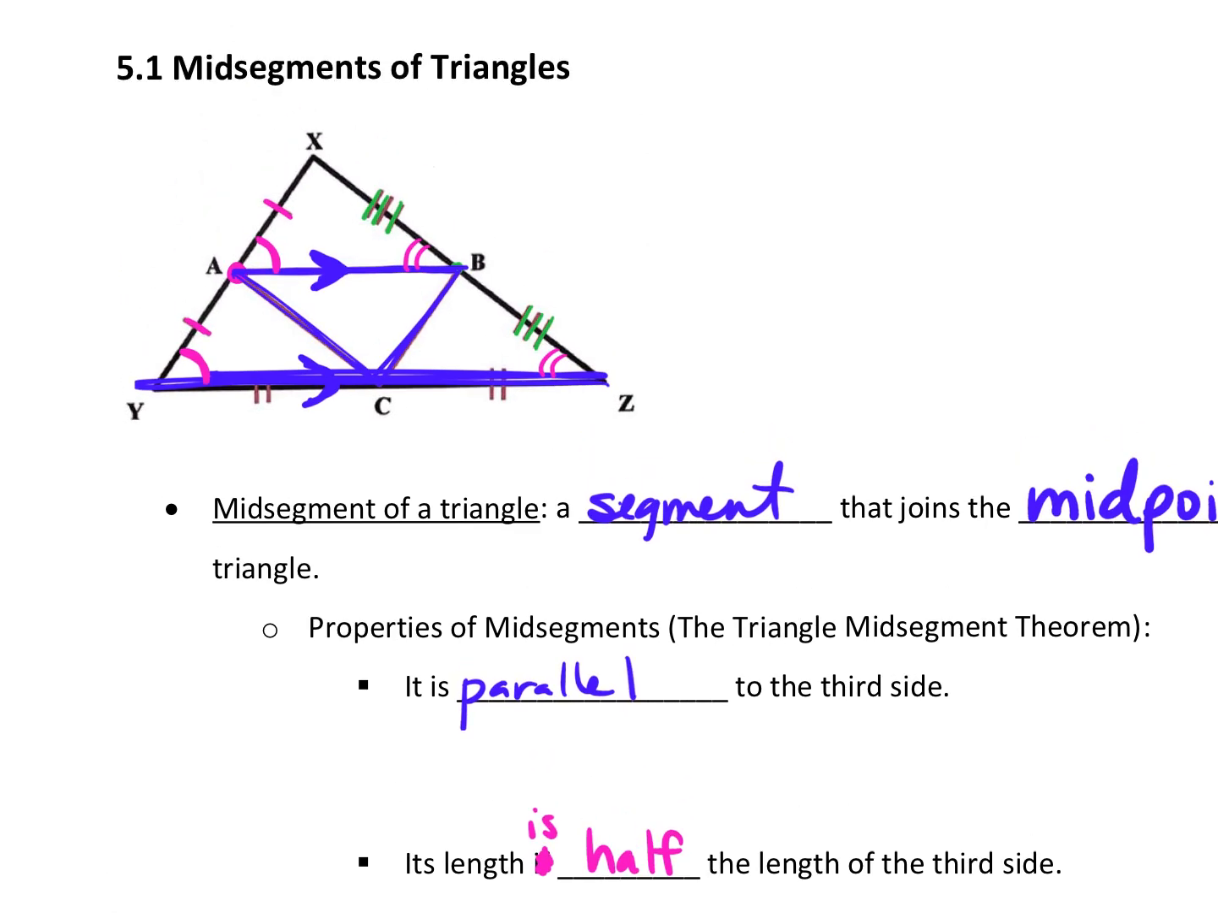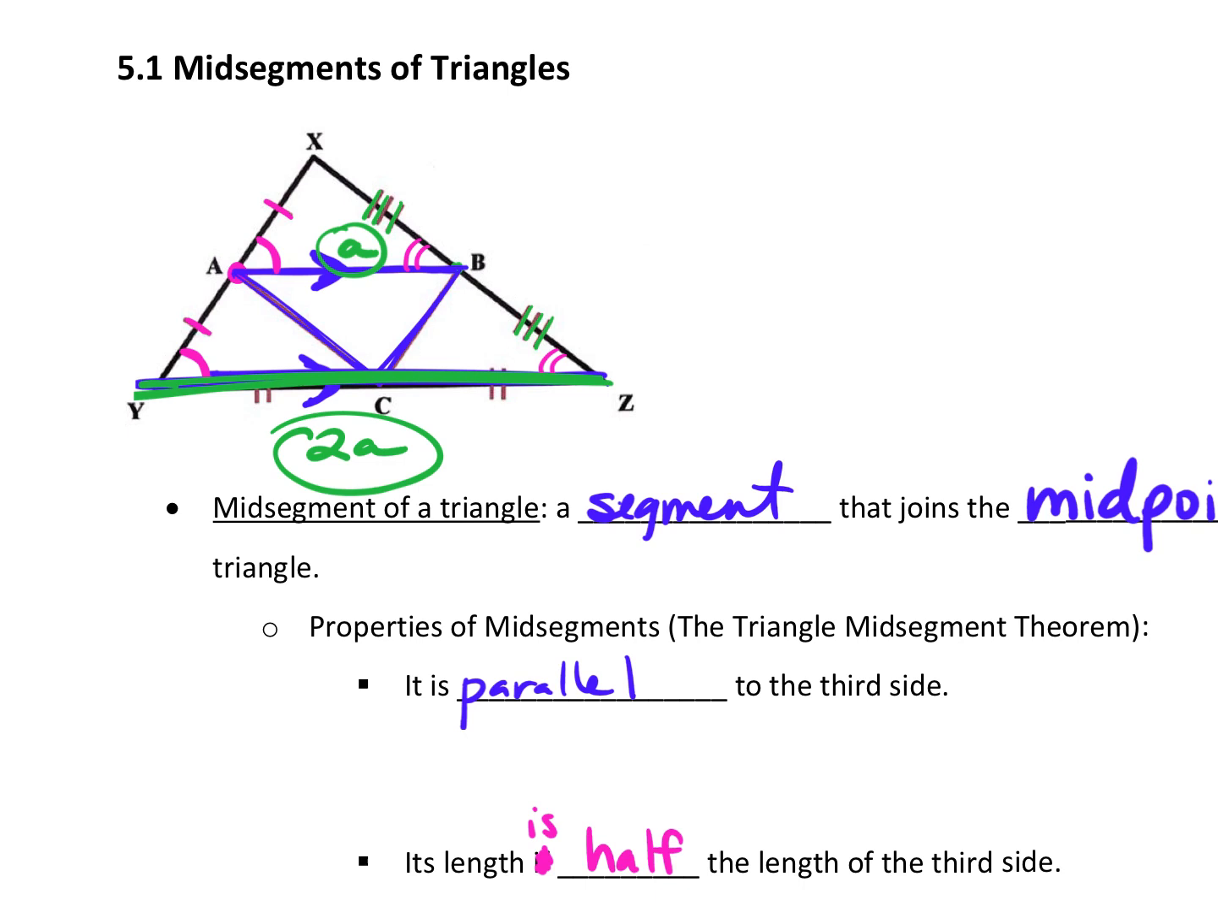So for instance, if we looked up here again, if this was a length of A, then this side would be double that, 2A, okay? Because the mid-segment is half the length. So half of 2A is A, okay? So that's the relationship between those two.